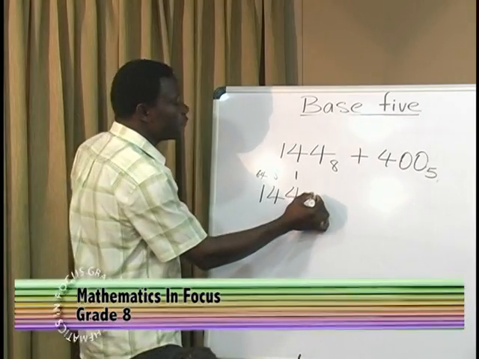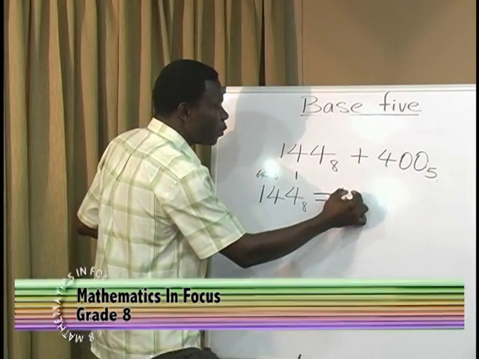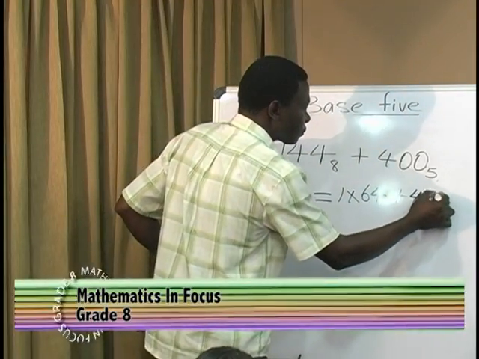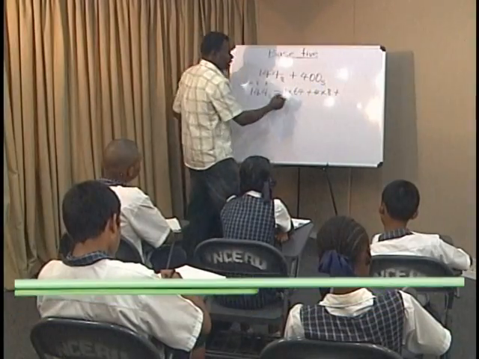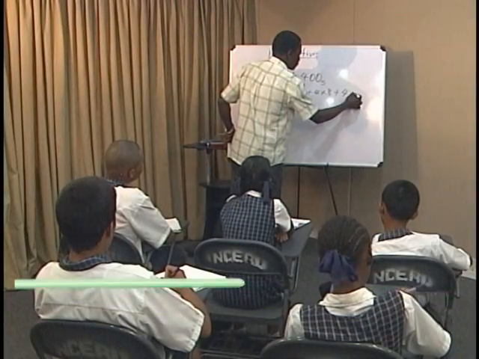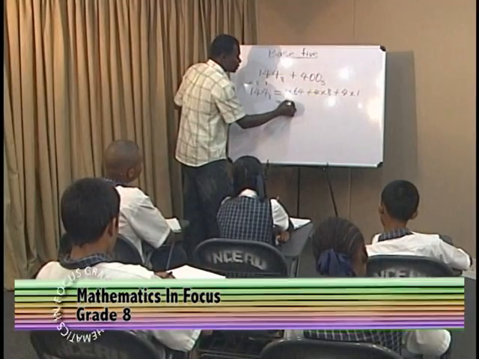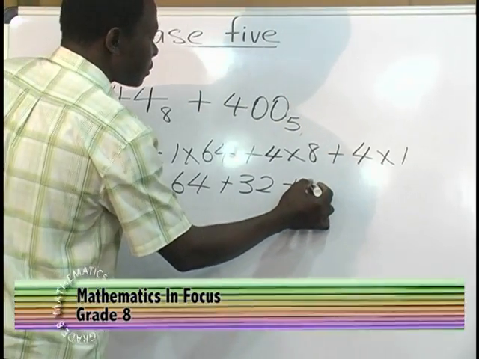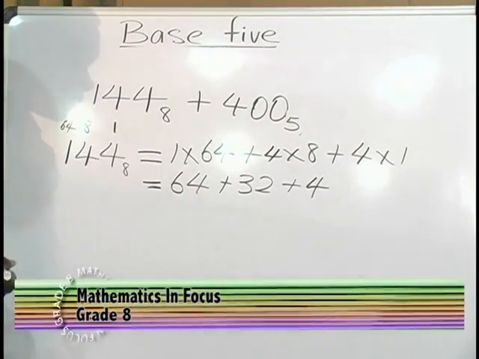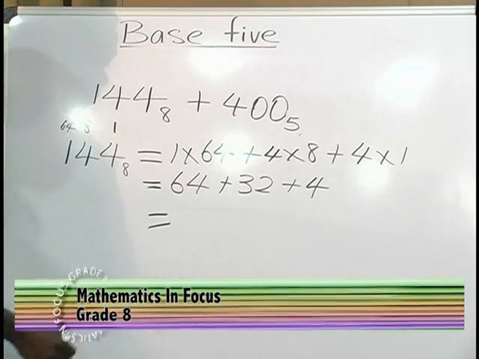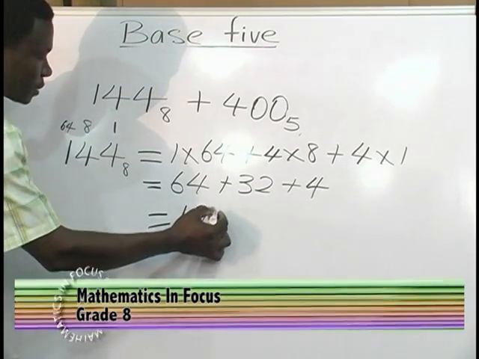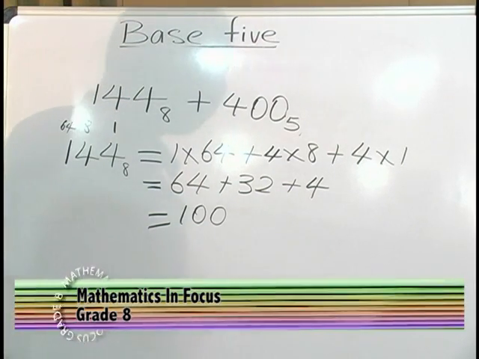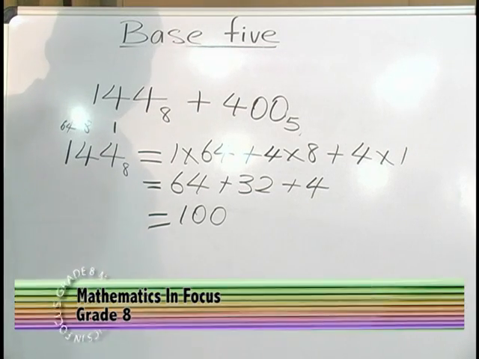Correct? So 144 base 8 is saying that you have 1 times 64 plus 4 times 8 plus 4 times 1, which will give us 64 plus 32 plus 4. And when we add these up, it will give us 100. 100, correct, in base 10. What do we do with 100 in base 10 now? We convert it to base 5. Correct, we convert this to base 5.